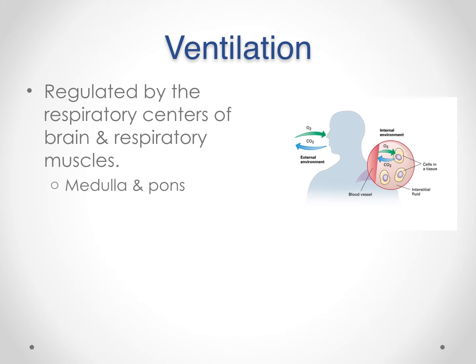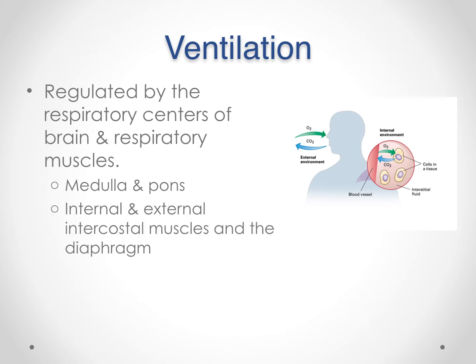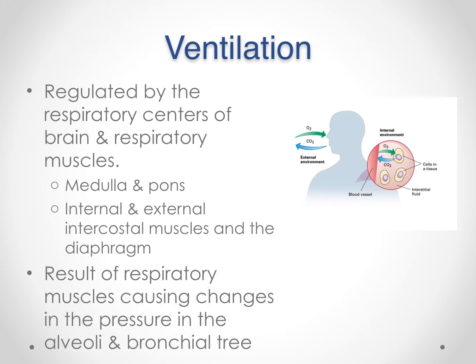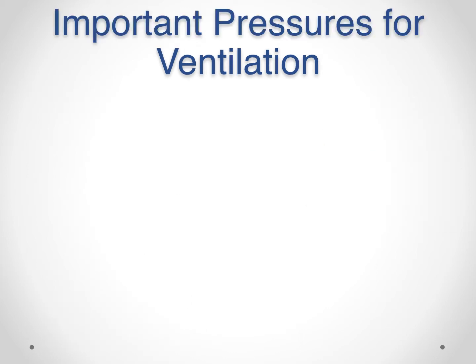Our respiratory muscles, like we mentioned last class, would be our internal and external intercostal muscles that weave through the ribs, as well as the dome-shaped diaphragm. The result of our respiratory muscles moving and contracting will actually cause a change in pressure along with movement, and the pressure changes in the smallest possible piece, our alveoli, or those air sacs, as well as all major parts of our bronchial tree. Now, there are multiple pressure changes that take place, so important pressures for us to be aware of. There are 3.